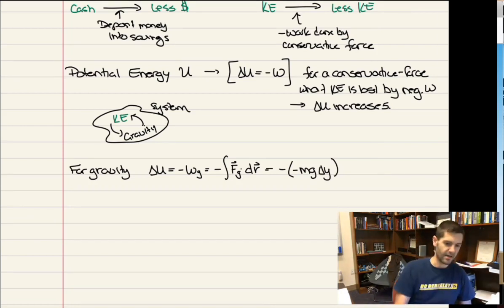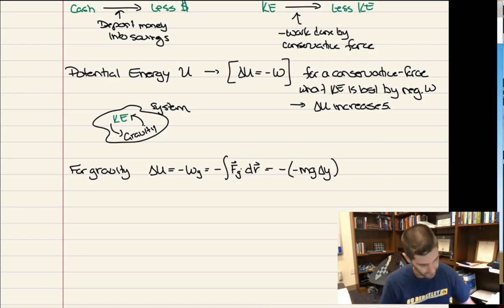If the change in height was from a high height to a low height, that's positive work. Delta y would have been negative in that case. And then if it was going up, delta y would have been positive, and gravity would have done negative work. That is just summarizing what's in here. That's the work done by gravity.